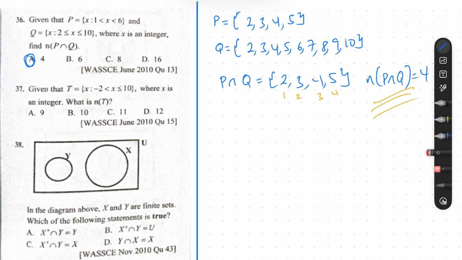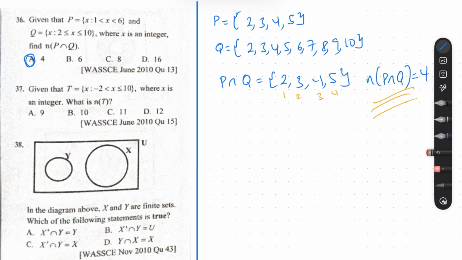Question number 37 says, given that T is equal to the set X such that -2 is less than X less than or equal to 10, where X is an integer, what is the number of elements in T? So this expression just means what is the number of elements in T. So first we need to write down the elements in T, then we count the number of elements. That will be our answer.